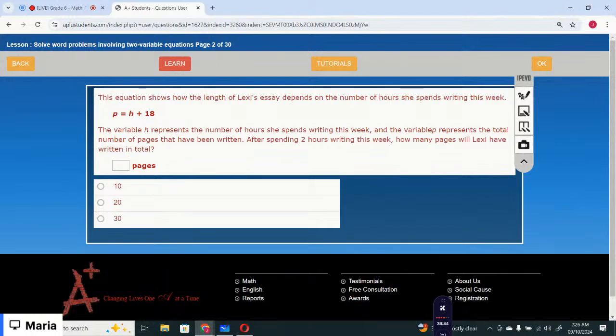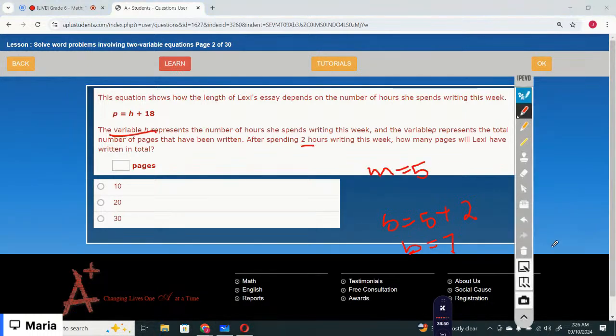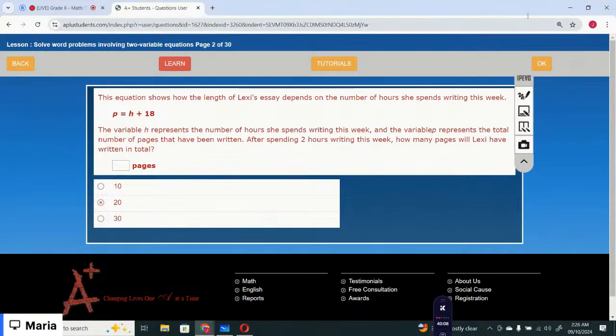You need to replace the variable h with 2. 2 hours it is, right? So that means h equals 2, replace the value in the equation, that is p equals 2 plus 18. So which is the correct option? That is option number 2 is the correct option, right? That is 20. The correct option is option number 2.